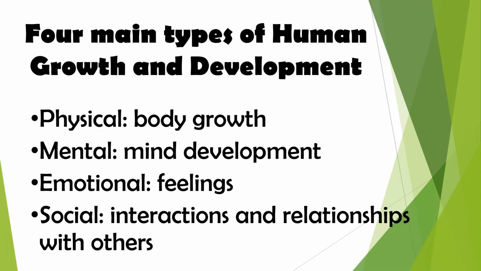Another is social. So social, it is the interaction and relationship with others or other social groups. So those are the four main types of human growth and development: physical, mental, emotional, and social.